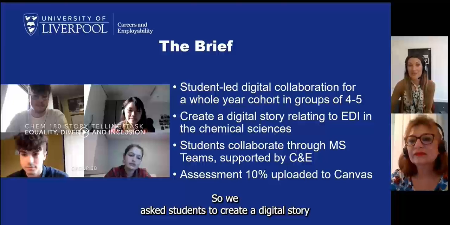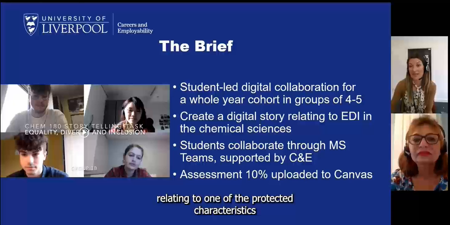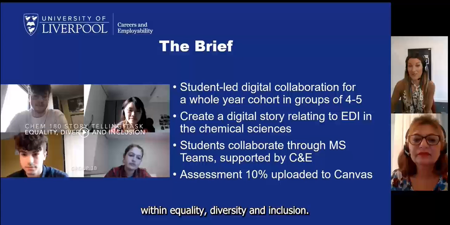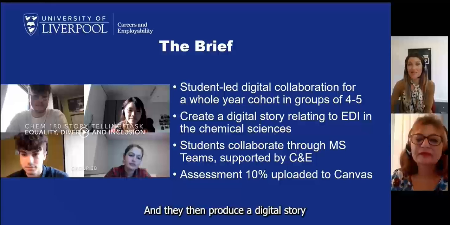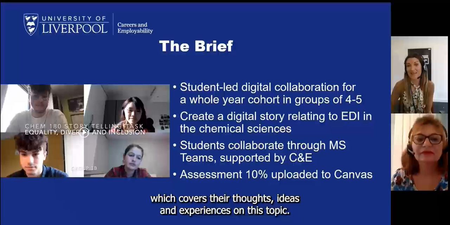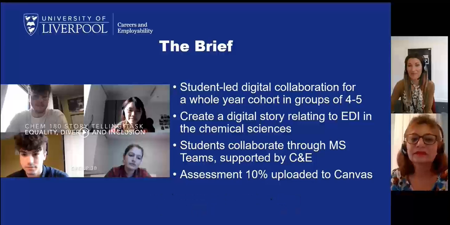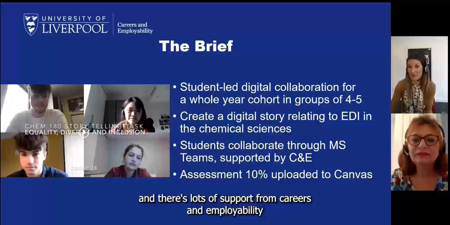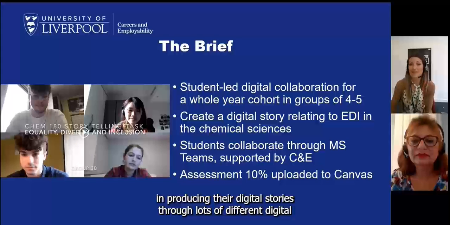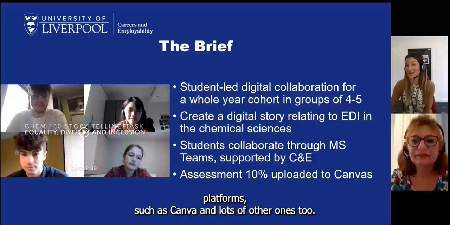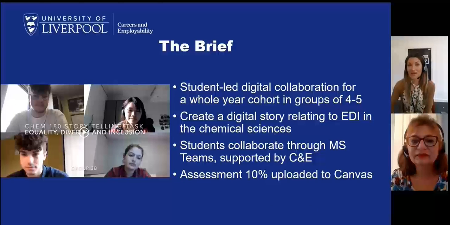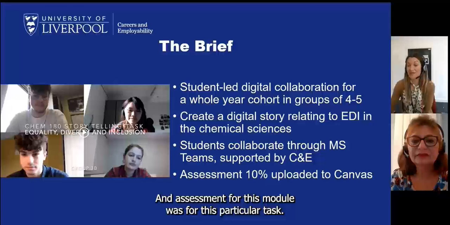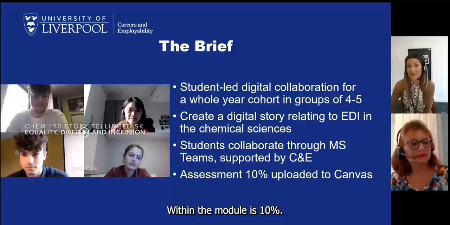So we asked students to create a digital story relating to one of the protected characteristics within equality, diversity and inclusion. And they then produce a digital story which covers their thoughts, ideas and experiences on this topic. Students collaborate through Microsoft Teams spaces, and there's lots of support from Careers and Employability in producing their digital stories through lots of different digital platforms such as Canva and lots of other ones too. And assessment for this particular task within the module is 10%.